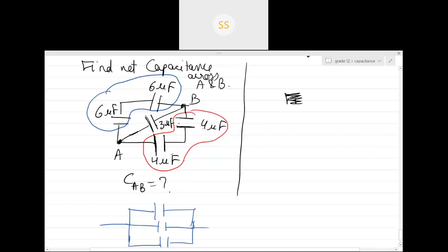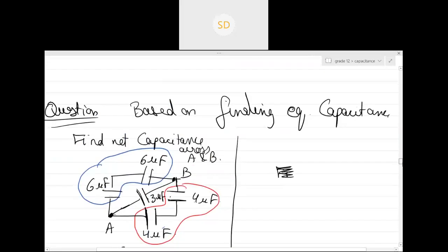What will be the combination of 6 and 6 in parallel? 3 microfarad. 4 and 4 in parallel? 2 microfarad.